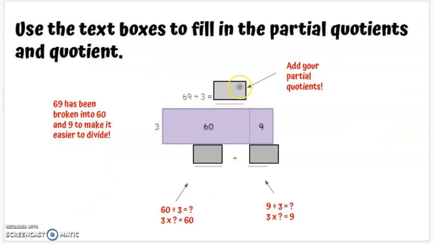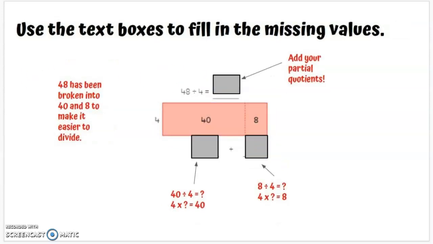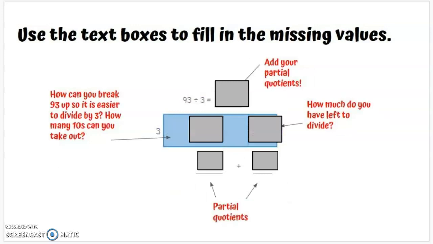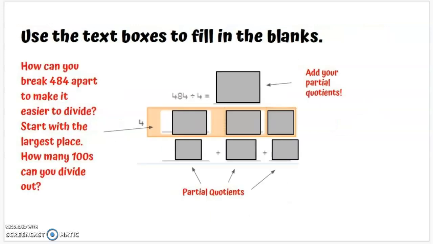Okay, so you are going to fill in the text boxes right here. 60 divided by 3, 9 divided by 3, then add them up, put the answer right there. Same with all these other ones. These are your practice ones. You do have to have them finished though. This one, you have to put the numbers in the boxes. So you have to split up 484 into numbers that can divide by 4.